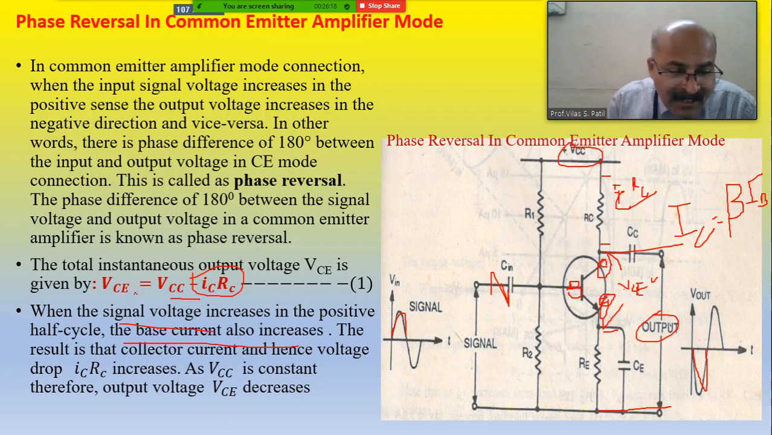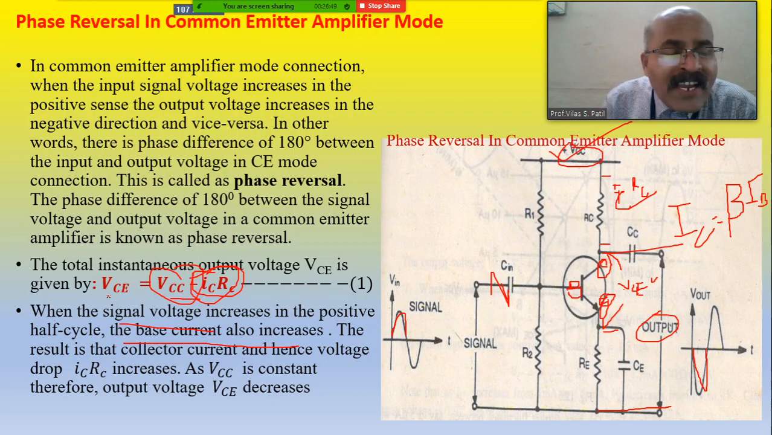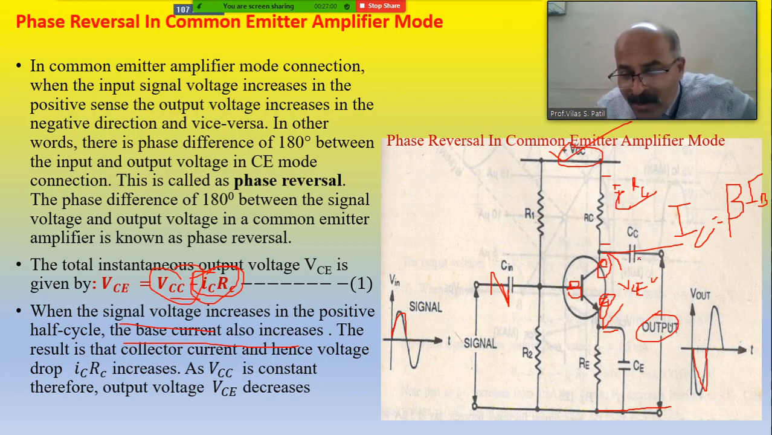जरा बारकाईनं बघा, मी इथं ICRC घेतलं. हा IB वाढल्यामुळं IC बीटा पटीनं वाढला. पण VCC मित्रांनो कॉन्स्टंट आहे. फक्त IC बीटा पटीनं वाढतोय, पण हा जो ICRC आहे तो इथं वजा होतोय. VCC वजा ICRC असल्यामुळं, हा ICRC जास्त असल्यामुळं, वजा होत असल्यामुळं VC कमी होतोय मित्रांनो. त्यामुळं इथं जर पॉझिटिव्हली वाढलं तर इथं ते निगेटिव्हली कमी होतं.